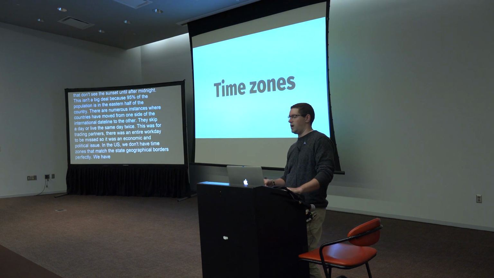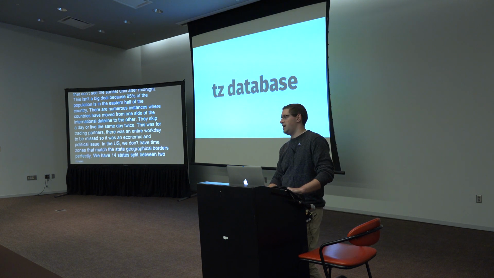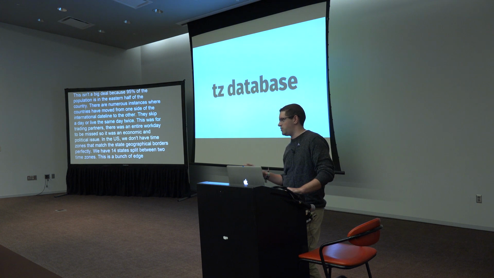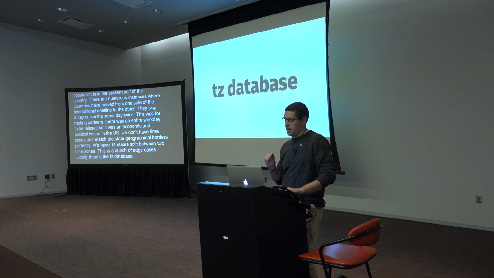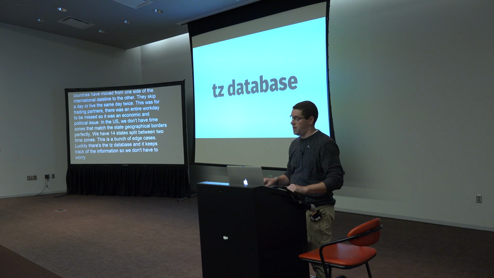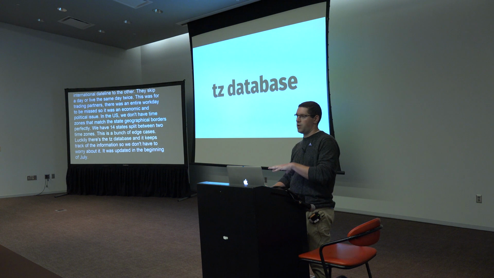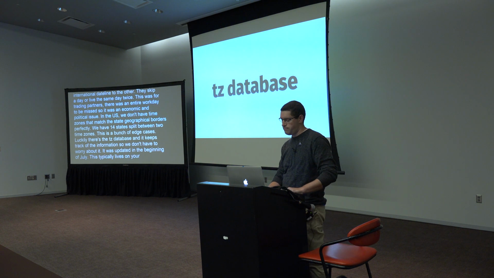Okay, so this seems like a whole lot of edge cases to keep track of. Like, how do we do this? Luckily, there's this thing called the TZ database, and it keeps track of all this historical information so that we don't have to worry about it. And it gets updated periodically. In fact, I think it was updated in July, the very beginning of July. This typically lives on your machine to interact with libraries and other languages.